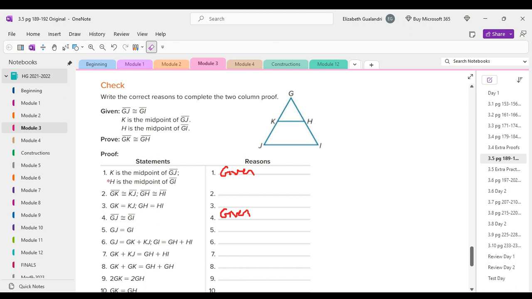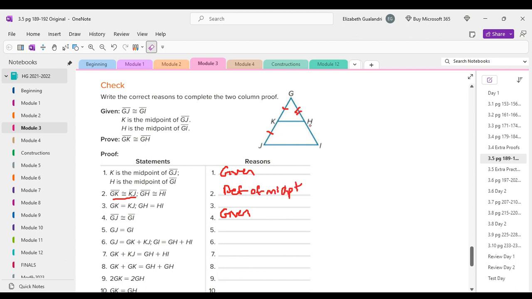And then I'm going to see what happens. So if I've followed the idea, if we state a midpoint, we're going to state congruence. So K is the midpoint of GJ, so we have GK congruent to KJ. That's right there. And GH is congruent to HI. That's my other midpoint. So these are going to be by the definition of a midpoint.